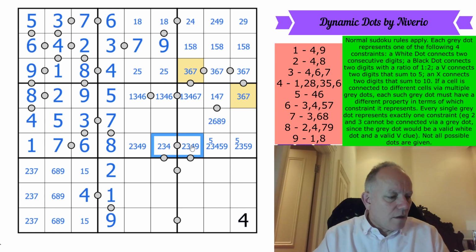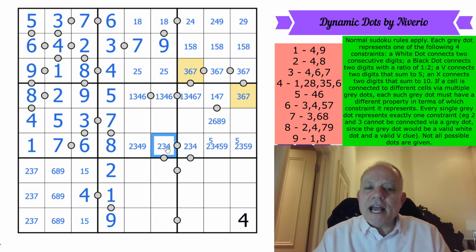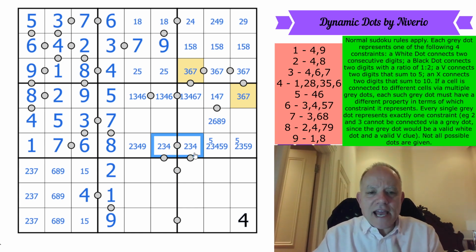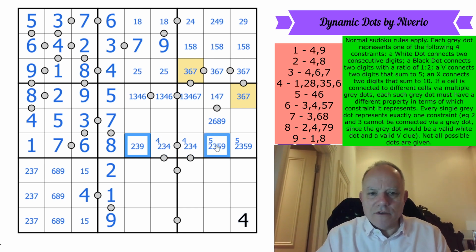Now, 9 can't be here because it only joins to 1 or 8, not to 2, 3, or 4. This cannot be a 2, 3 pair because that's not allowed specifically in the rules. So one of those is a 4. This is either a 4, 2 black dot or a 4, 3 white dot. One of those is 4, so these two don't include 4.